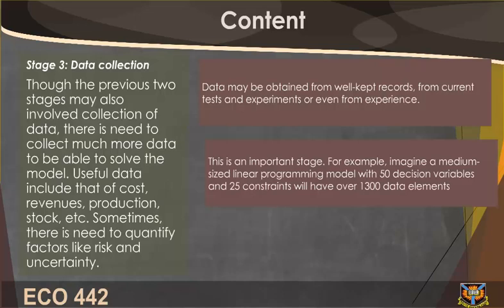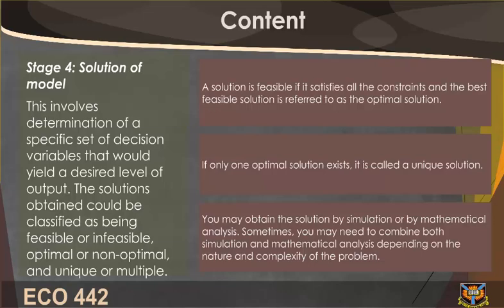This is an important stage. For example, imagine a medium-sized linear programming model with 50 decision variables and 25 constraints. We have over 1,300 data elements. Stage 4. Solution of model.